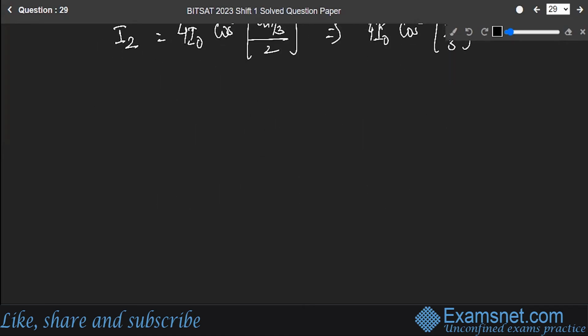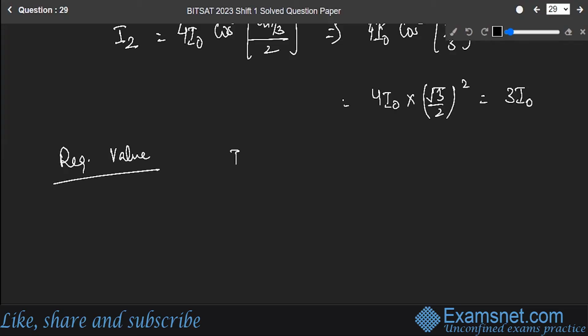This gives you 4I naught cos square pi by 3. This is root 3 by 2 square. So this is equal to 3I naught. Now required value was I1 plus I2 upon I naught. This is equal to 2I naught, this is equal to 3I naught, and this is this.